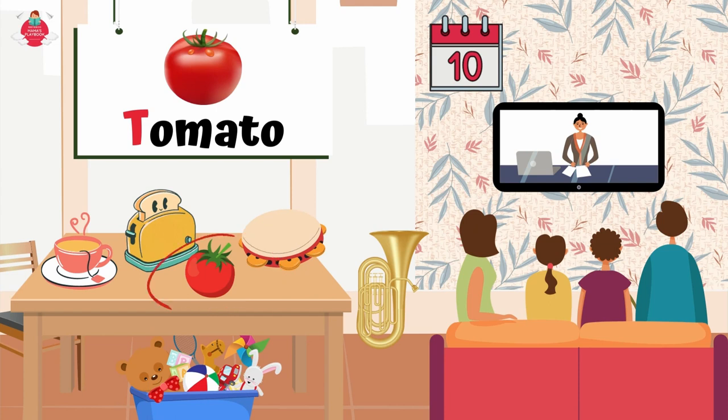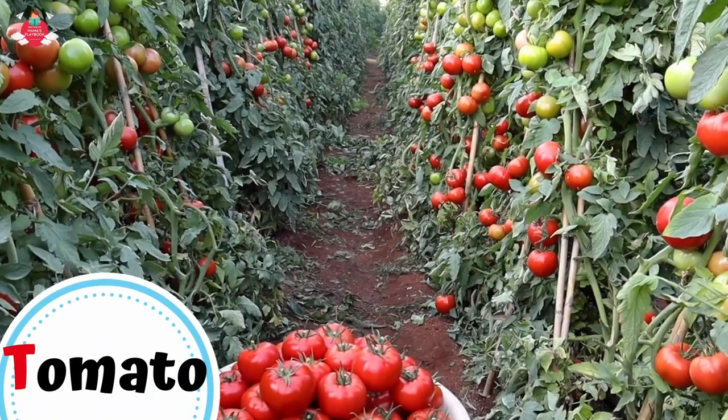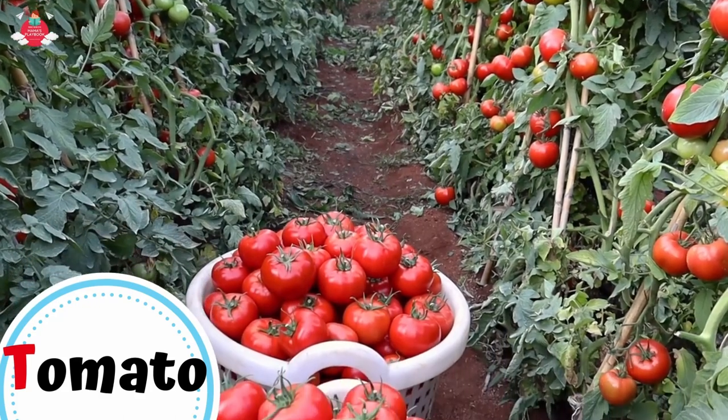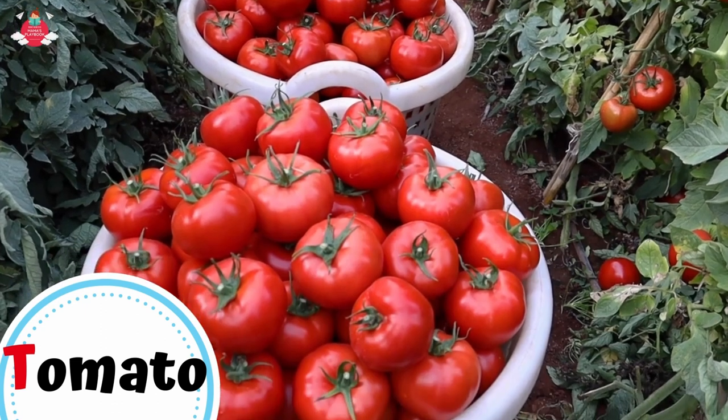What else is on the table? Next to the tambourine, there is a tomato. Tomato. T for tomato. Tomato is a round, red fruit with a lot of seeds. It can be eaten cooked or uncooked as a vegetable, for example in salads or sauces.